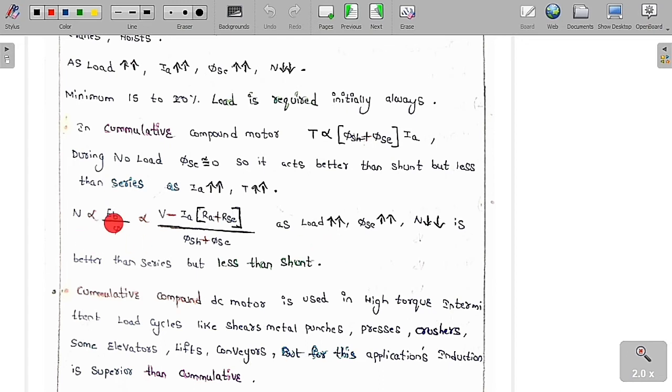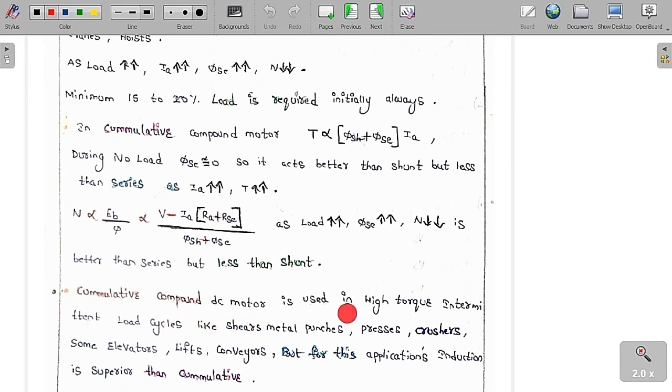N is directly proportional to EB by phi. It is directly proportional to V minus IA into (RA plus RSC) by (phi SH plus phi SC). As the load increases, IA increases, so phi SC increases, so speed will decrease. So therefore, its characteristics is going to lie between the shunt and the series. Its characteristics is better than series but lesser than the shunt.